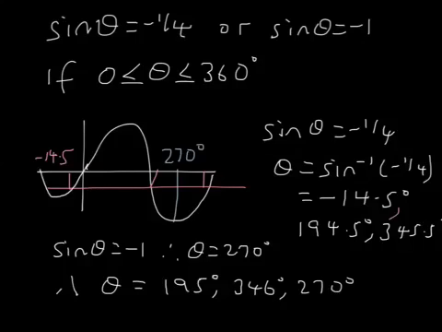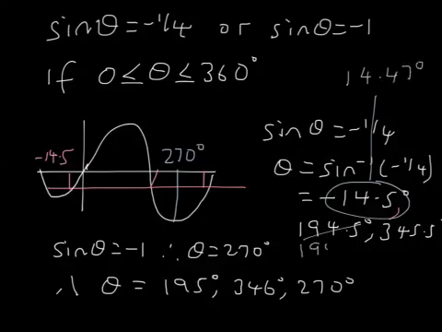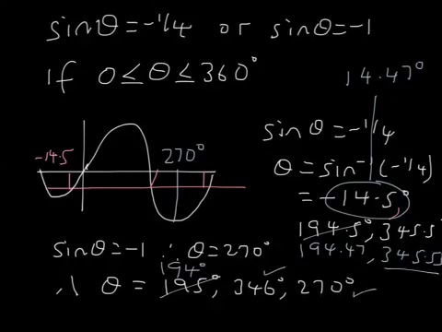Now, interestingly, I've made one error by rounding twice. That 14.5 degrees here is actually 14.47. So this is 194.47. This is 345.53. So 194.47 to the nearest whole number is 194 degrees. That 345.5, that 346 is correct, and that's correct. So beware of rounding too early, which is what I did there.